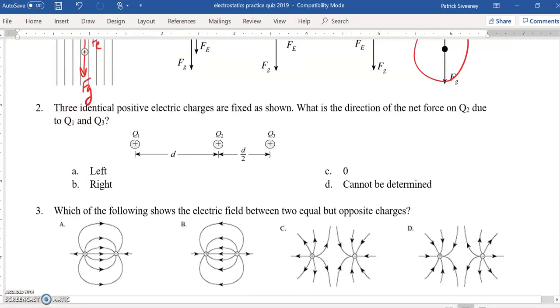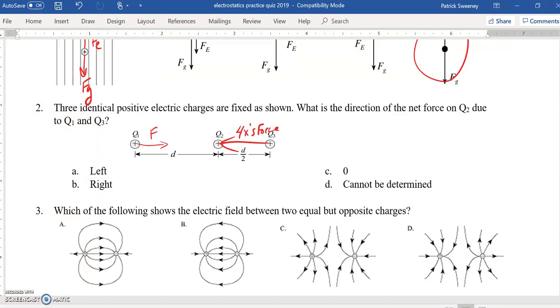Number 2, you've got these identical charges here. What's the direction of the force on Q2 due to the other two? So Q2 is being repelled by both Q3 and Q1, but Q3 is pushing on it substantially stronger than Q1 because it's so much closer. In fact, since Q3 is half the distance away as Q1, this is 4 times the amount of force compared to the force from Q1. So that means the net force is to the left.